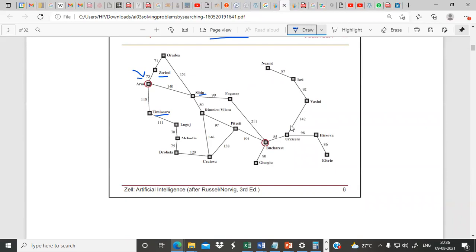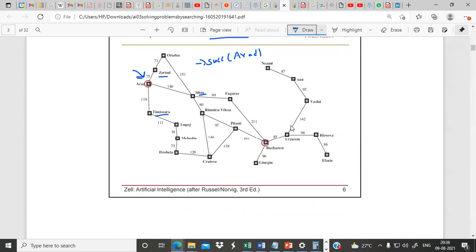He doesn't know the full map. First, remember this: the agent doesn't know the full map. He is in Arad, but he can perform some actions. If he performs successor of Arad, it will tell him what the adjacent cities are. With this, he knows that Zerind, Sibiu, Timisoara are his adjacent cities. And by performing this action, he will also understand that he can reach each one of these cities with this many kilometers. That knowledge he will have after executing this action.